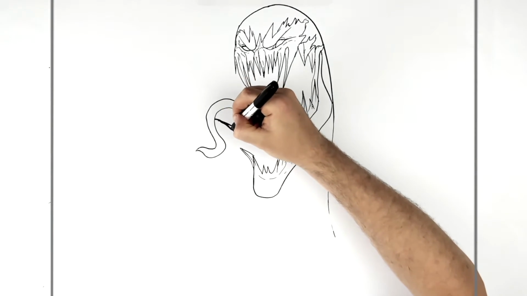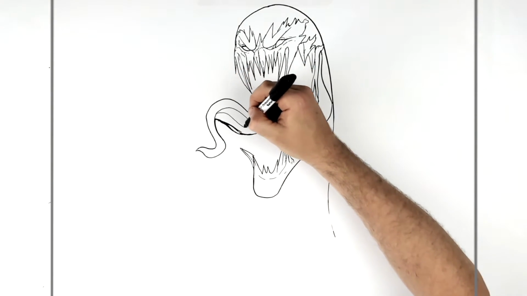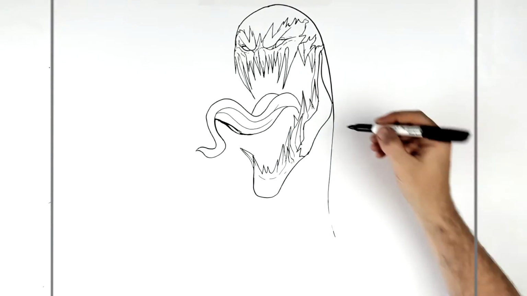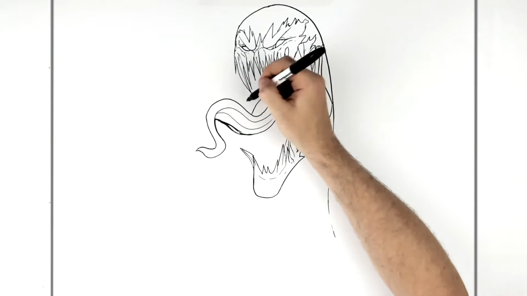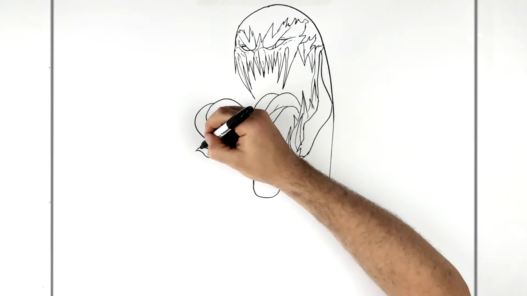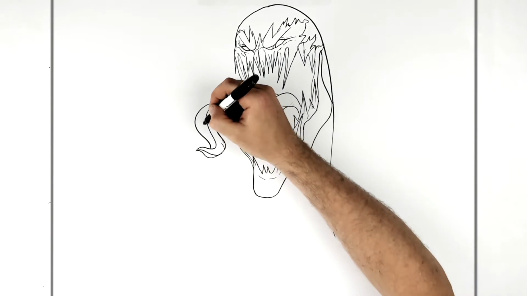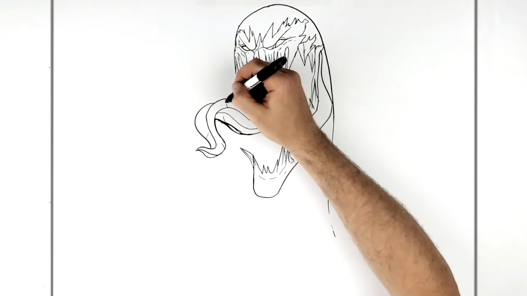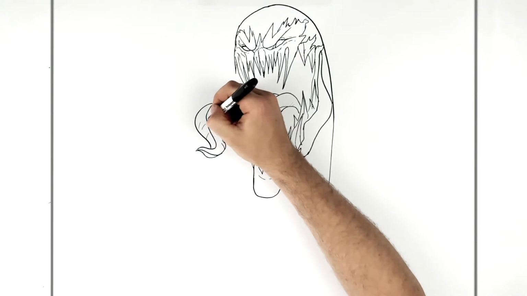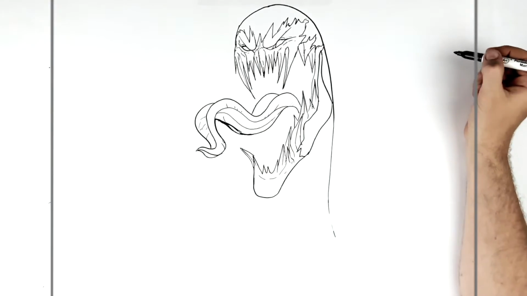Like another line going down this way. Some hatching maybe on the side of it. And it comes around here, underneath. Alright, kind of like that. Of course, there can be drool, but we'll just get our details in first.